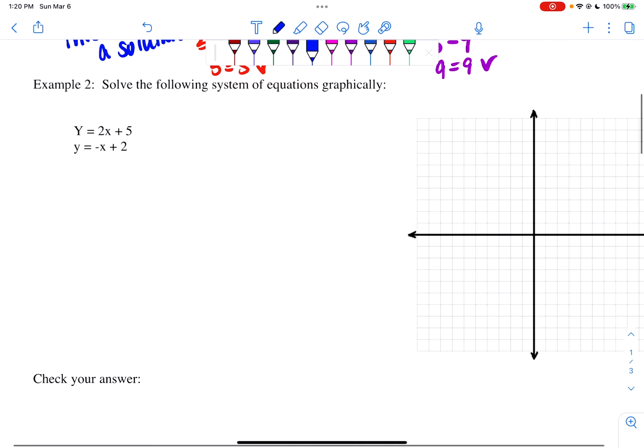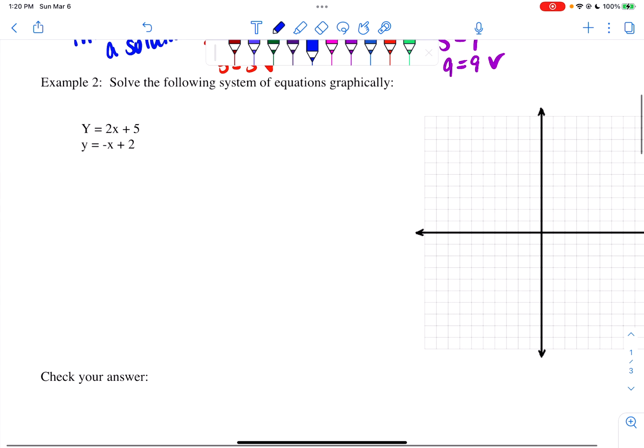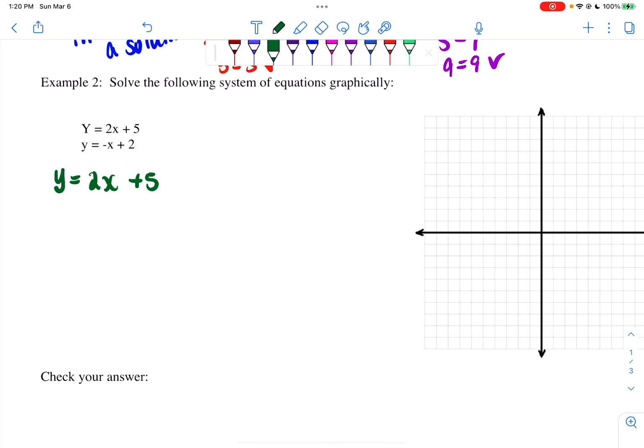Example number 2. Solve the following system of equations graphically. We have y equals 2x plus 5 and y equals negative x plus 2. The first thing we are going to do is look at our first equation. So we have y equals 2x plus 5. And we remember that the number attached to our x is our slope. So m is equal to 2.